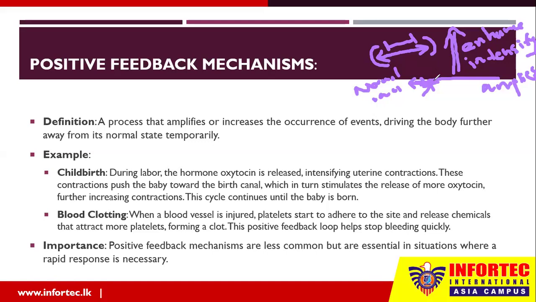Other than that, we can take the blood clotting example. When a blood vessel is injured, platelets will be activated. It means platelets start to adhere to the damaged site and release chemicals which attract more platelets. Then it will form a clot. So this positive feedback loop helps to stop bleeding quickly.